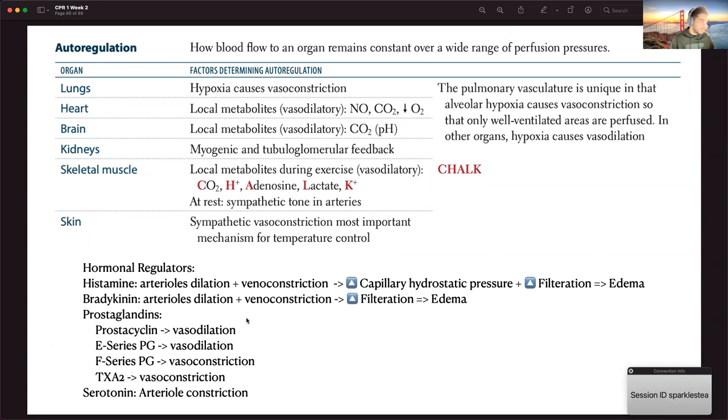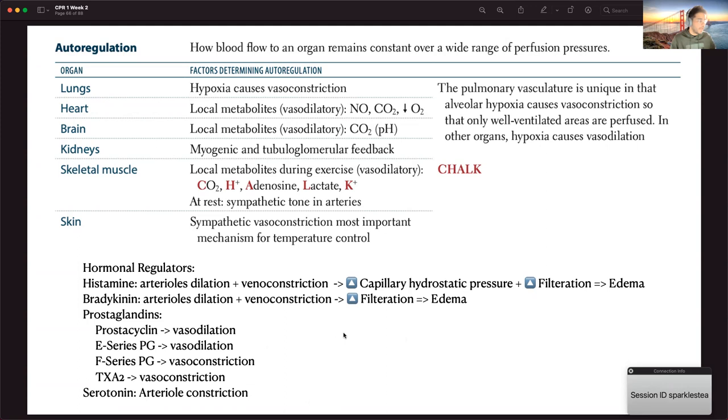Prostaglandins, there's a family of them. There's the prostacyclins, which deal with vasodilation. There's the E series of prostaglandins that deal with vasodilation as well. And then there's the F series, all vasoconstriction. Okay. These are on next week's DLAs. Make sure you guys still know them. These come back over and over.